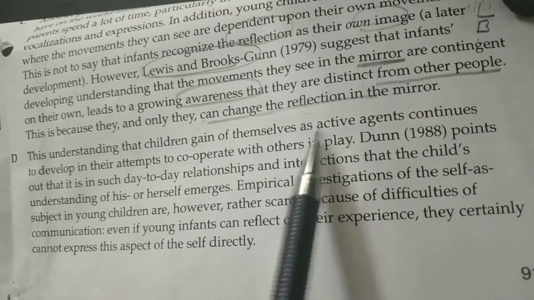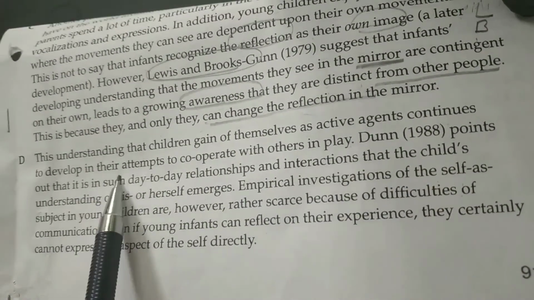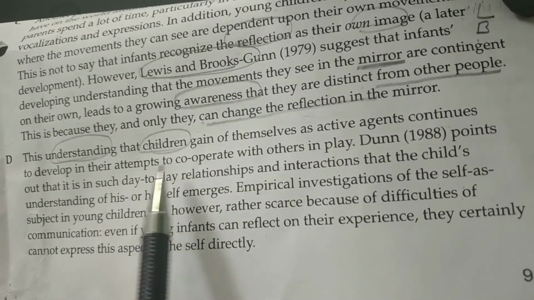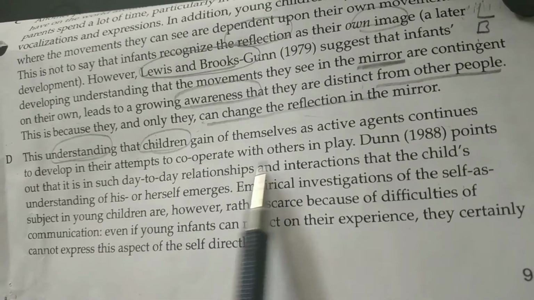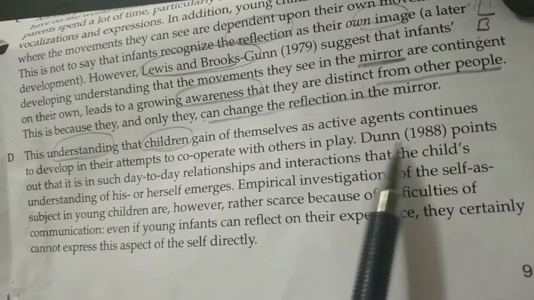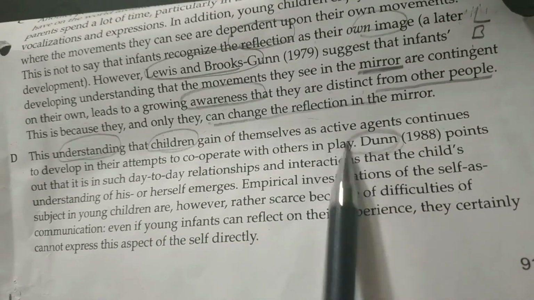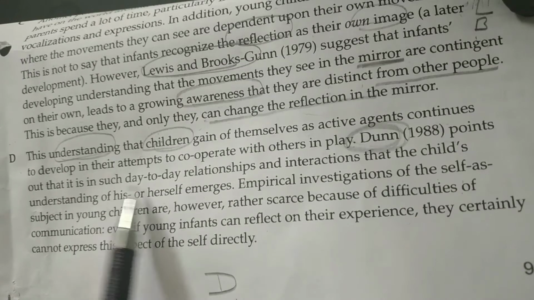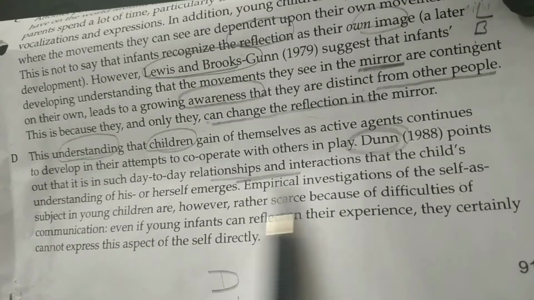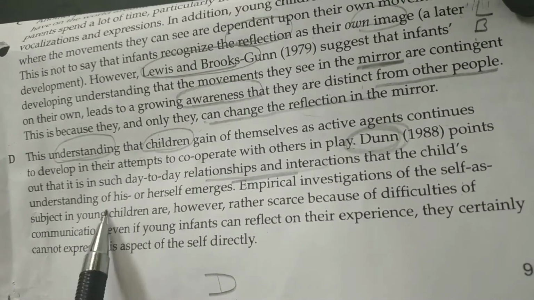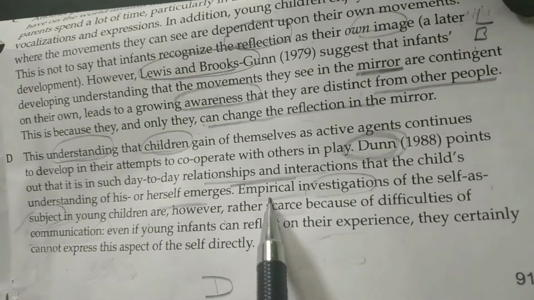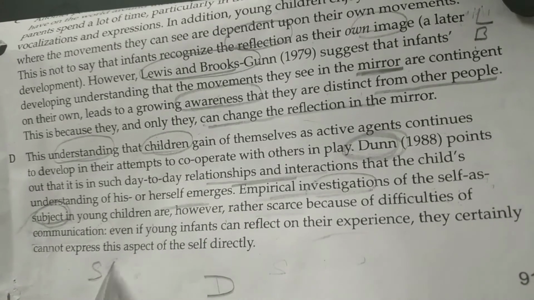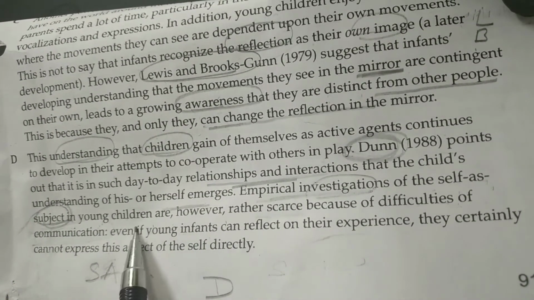Understanding that the children gain themselves as an active agent continues to develop in their attempts to cooperate with the others to play. Now the understanding of children is increasing when they start cooperating with the other people in play. And then end point. Okay, now there is mention of the person name. Now write down over here by the side of the passage. Then points out that in such a way day-to-day relationship and interactions that children understanding of the his or herself emerges. Empirical investigations are going on of the self as a subject in children. So write down self as a subject. So some investigations are going on.